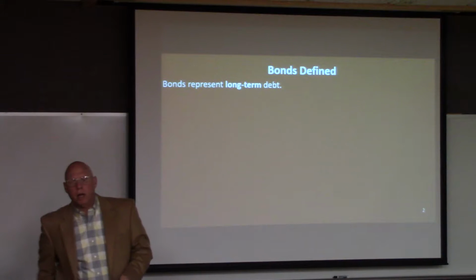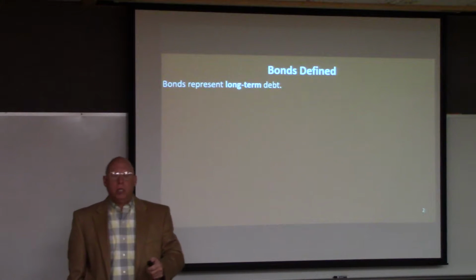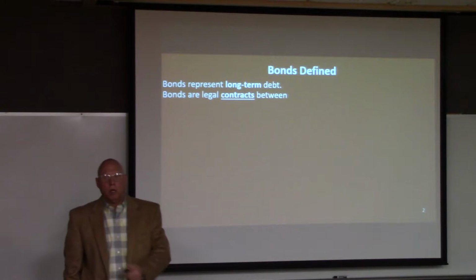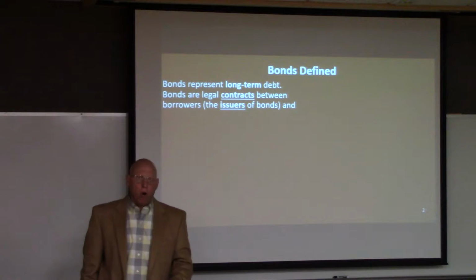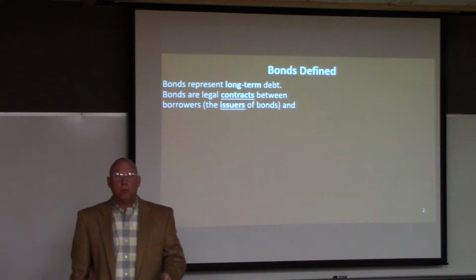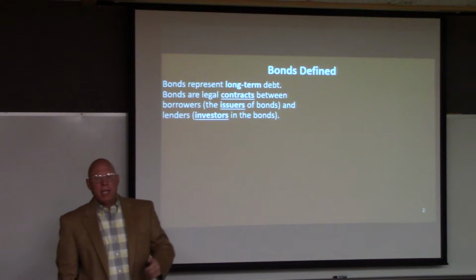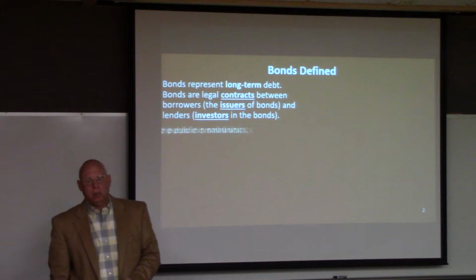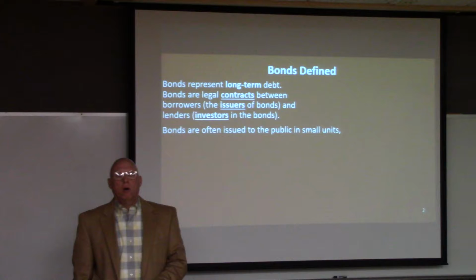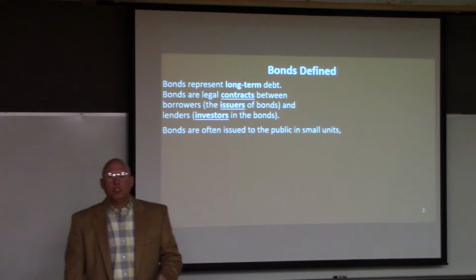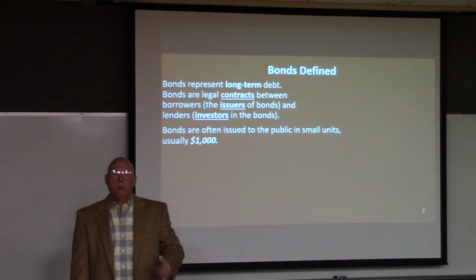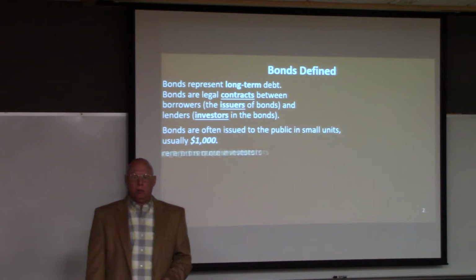Okay, so let's define bonds. Bonds represent long-term debt. Bonds are legal contracts between the borrowers, who are the issuers of bonds, so if you need money, you issue bonds, and lenders. Lenders are the investors in the bonds. Bonds are often issued to the public in small units, usually $1,000. That's what par value is, $1,000.